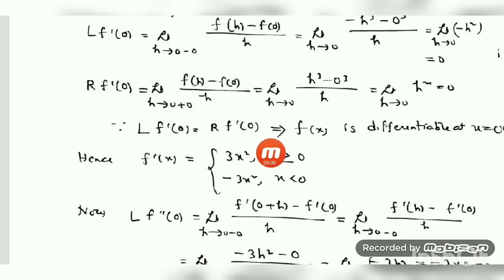What is the conclusion? Yes, f(x) is differentiable at the point x equal to 0, which means f'(x) exists. So, if f'(x) exists at the point x equal to 0, already we know it for greater than 0 and less than 0. So, let us take the differentiation.